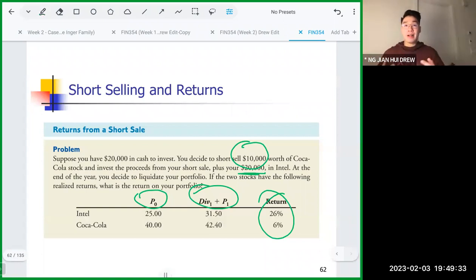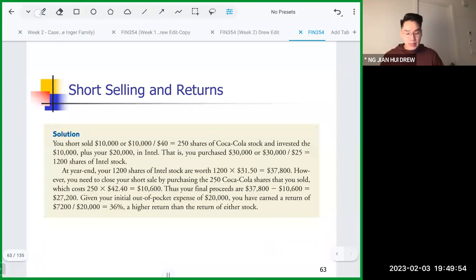So I want to repeat again. Remember, short selling, yes, one of the ideas is that you have a bearish position on the stock that you short. But the second reason is that you can short a stock in order to buy another stock that could have a higher return, which is what is happening in this case here.